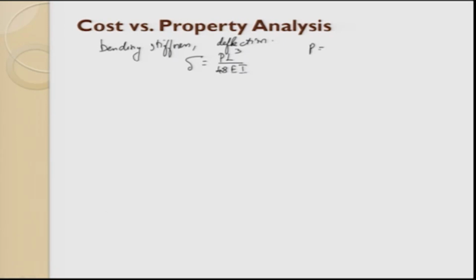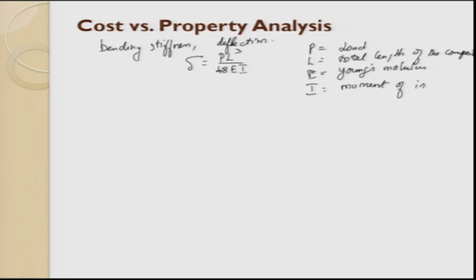So where P is the load, L is the total length of the composite, and then E is the Young's modulus, and I is the moment of inertia. Okay, so we can try to do this.